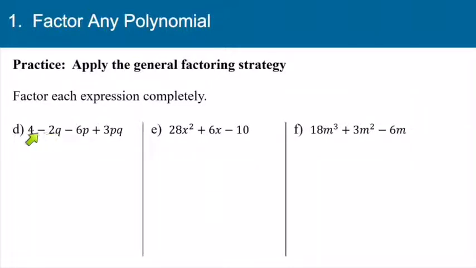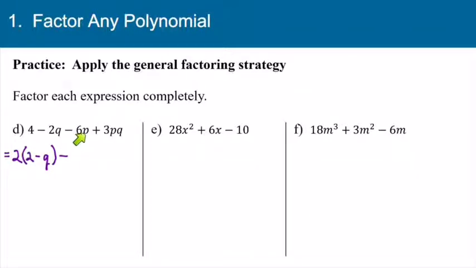What goes into both 4 and 2? Well, that's going to be 2. So 2 times 2 makes 4, and then 2 times negative q will make minus 2q. And then for the second group, notice it starts with a minus, so I'm going to have a minus here.